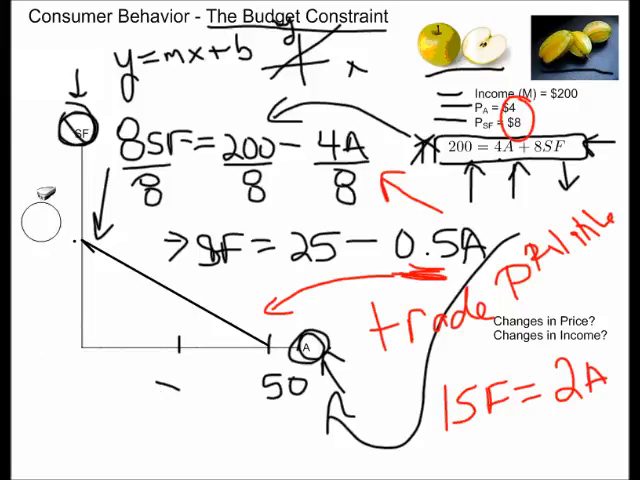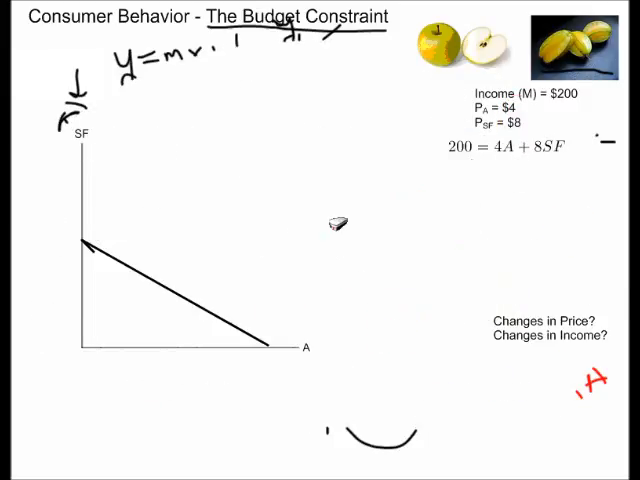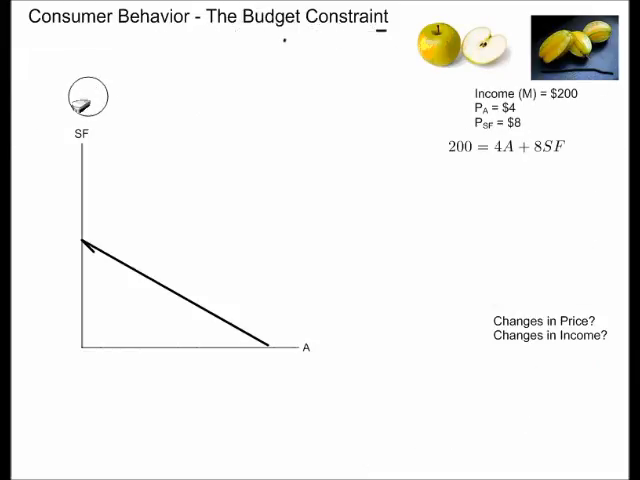Before we leave this, I want to do one other quick thought experiment. This is a budget constraint based on 2 assumptions. The assumption was I have $200 of income and these are the prices of my goods. But can we think about how the budget constraint would change if the prices changed? Or how would the budget constraint change if there was a change in income?